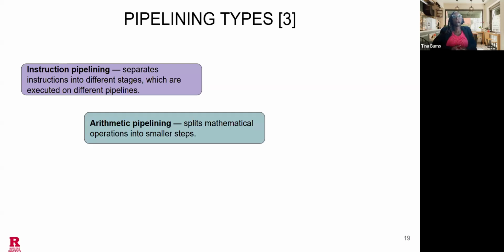There's also something called arithmetic pipelining. What that does is split up the mathematical operations. Let's say you have add or multiply or divide. You want to split that into smaller steps.